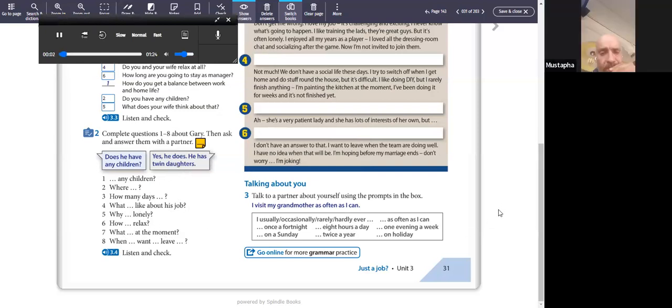3.4 Questions and answers. 1. Does he have any children? Yes, he does. He has twin daughters. 2. Where does he live? In a nice house, not far from the football ground. 3. How many days a week does he work? 6 days out of 7 and always at weekends. 4. What does he like about his job? He thinks it's challenging and exciting because he never knows what's going to happen. Also, he likes training the players. He thinks they're great.